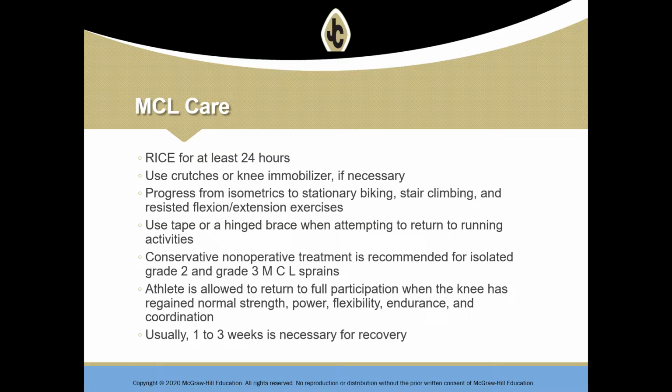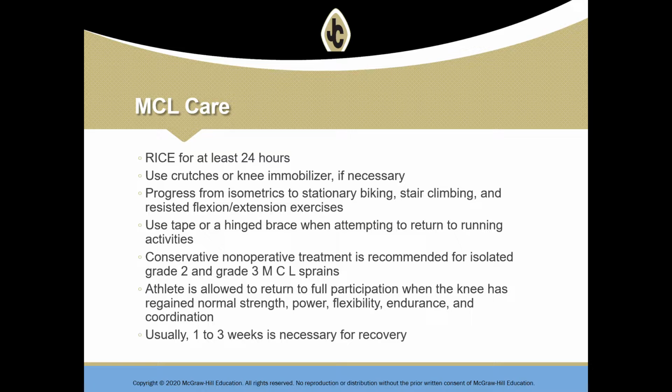Obviously, in definitely a grade 2 to 3, you definitely want to be on crutches and a knee immobilizer for a period of time. Probably from the athletic training standpoint, you're going to want to get them to a doctor in a grade 2 or 3 situation. Progress from isometrics, where there's no movement with exercise, to stationary bike, to stair climbing, and then resistance, flexion, extension exercises. Definitely use a brace when attempting to return.